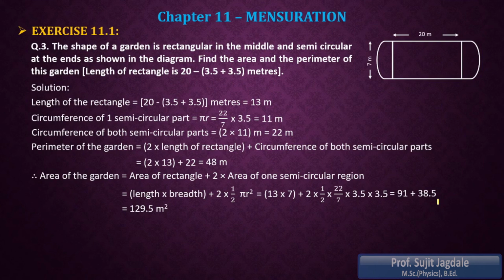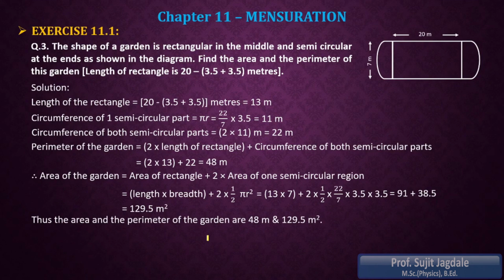For that purpose we used the formula for the circumference of a circle and circumference of a semicircle, and the area of the rectangle and area of the semicircular region. So I hope you got this. We can write the final result like this. Thus the perimeter and area of the garden are 48 meter and 129.5 meter square. These are the required perimeter and area of the given garden. So I hope you got this answer.